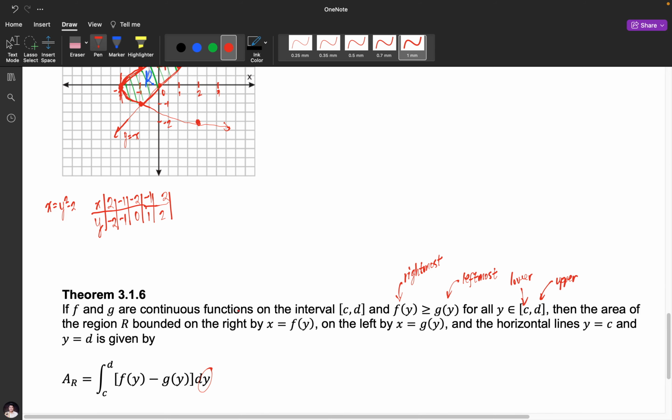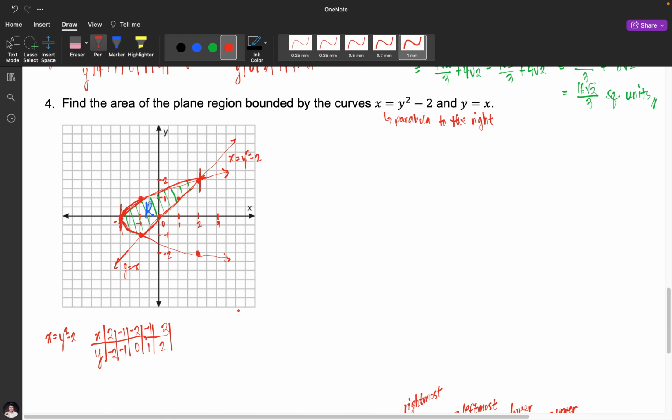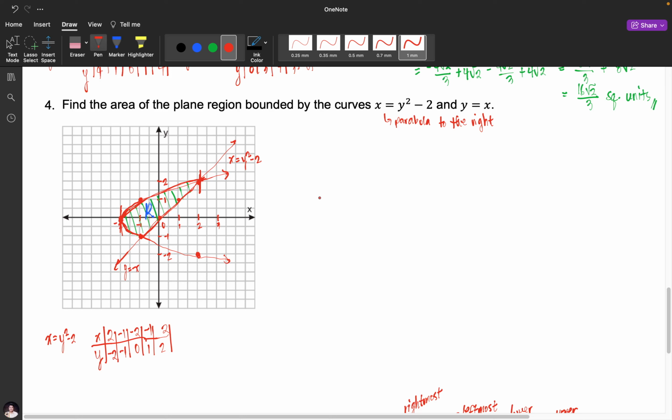So tingnan ulit natin yung graph natin dito o yung region mismo. Dito makikita ninyo that the rightmost function ay ito. Tama? Which is isa lang. And that is y equal to x. And the leftmost function ay itong nandito. Right? So hindi tayo magkakaproblema kasi tig-iisa lang sila. Which is x equal to y squared minus 2. So, meron na tayong rightmost function and tsaka leftmost function. Ang problem na lang is yung lower bound at saka yung upper bound.